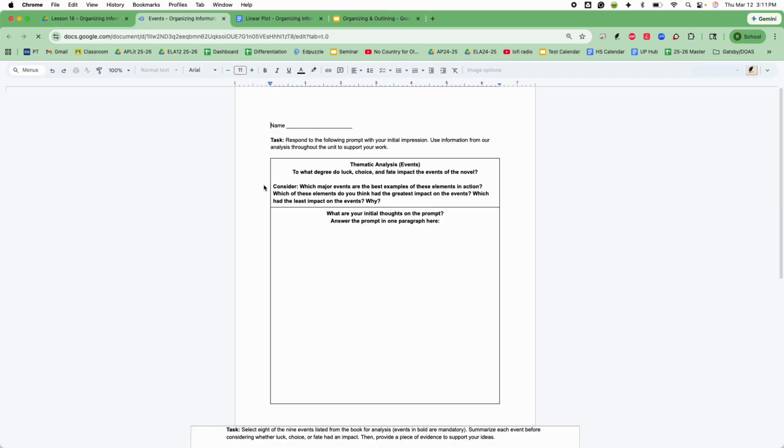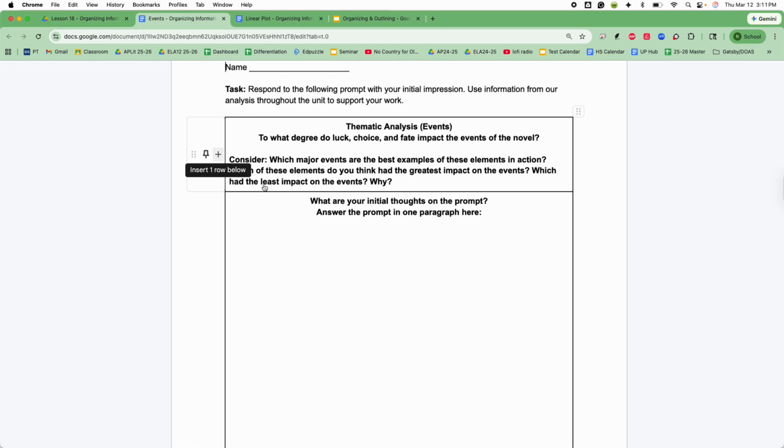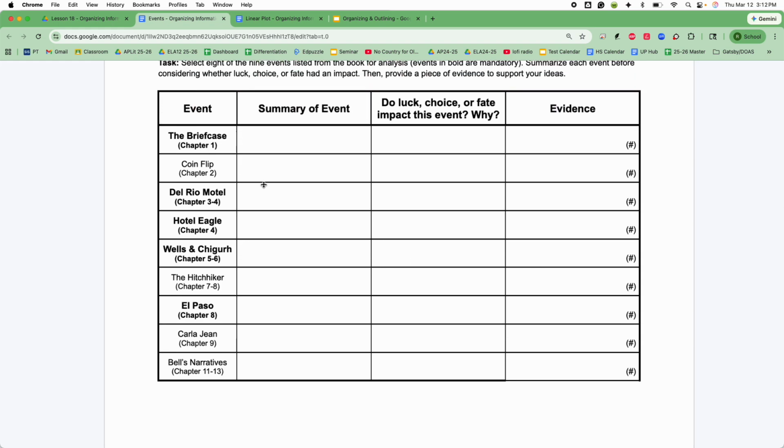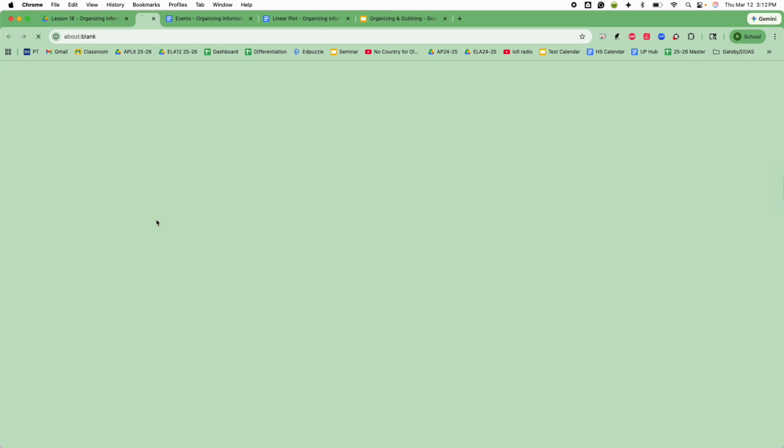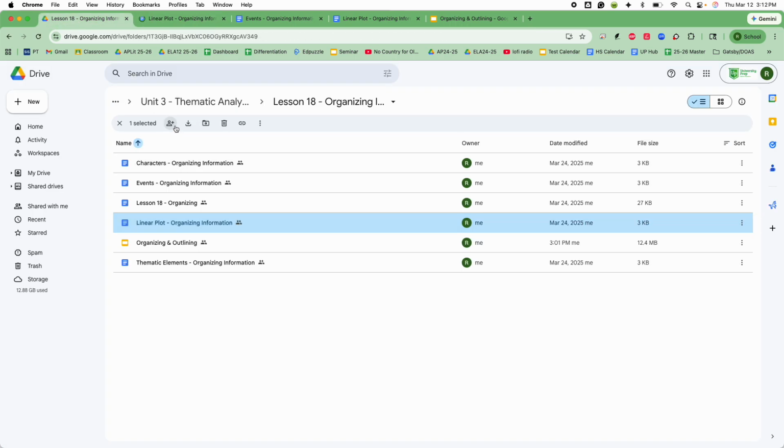Events is a little bit more clear-cut. You're still going to have the initial impressions. Here, I give you the specific event that you're going to choose from. So, summarize what happens with the briefcase in Chapter 1, the coin flip in Chapter 2, at the Del Rio Motel, and on and on. Summarize what happens in the event, luck, choice, or fate, and a quote. The others as well, similar. Sorry, I already did that one.